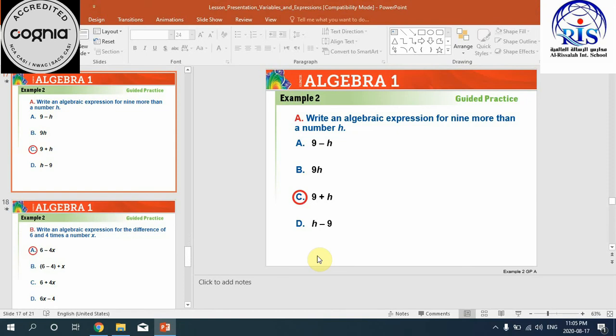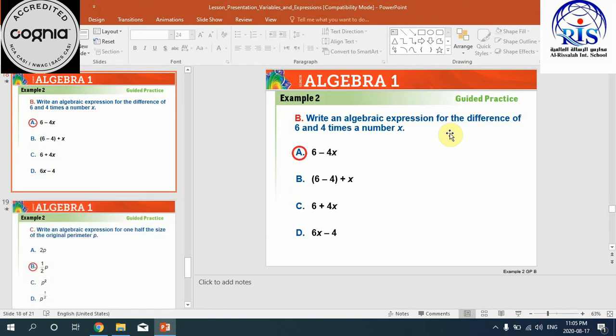Now we have some examples. I want you to solve without looking at the answers. Solve, then check your answers. Write an algebraic expression for 9 more than number h. More than means what? Plus. This means I will have 9 plus h.